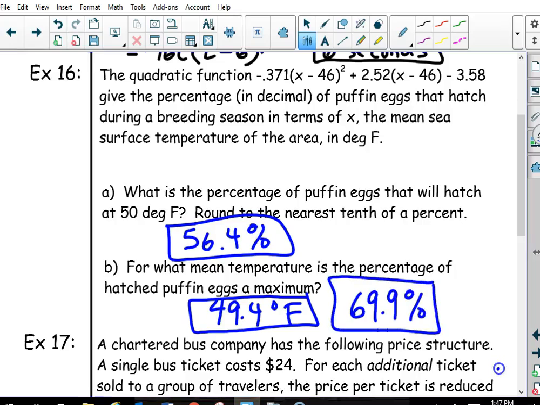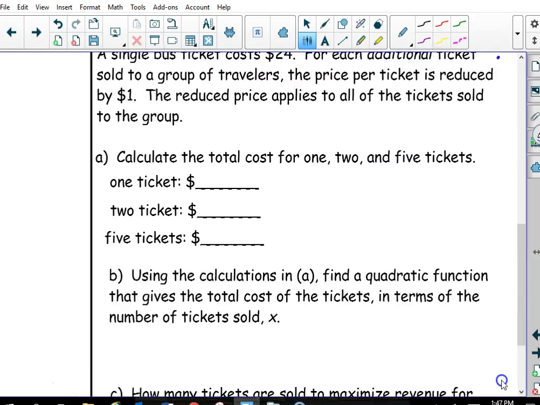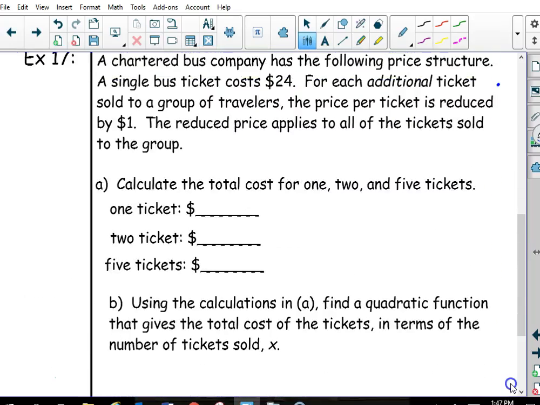Don't forget, when you're converting decimal to percentage, move it 2 places to the left. All right, chartered bus company. Now, I'll be honest, this problem gave me a lot of trouble, so be really picky about how you do your math. You can't just eyeball it, but it will work out.